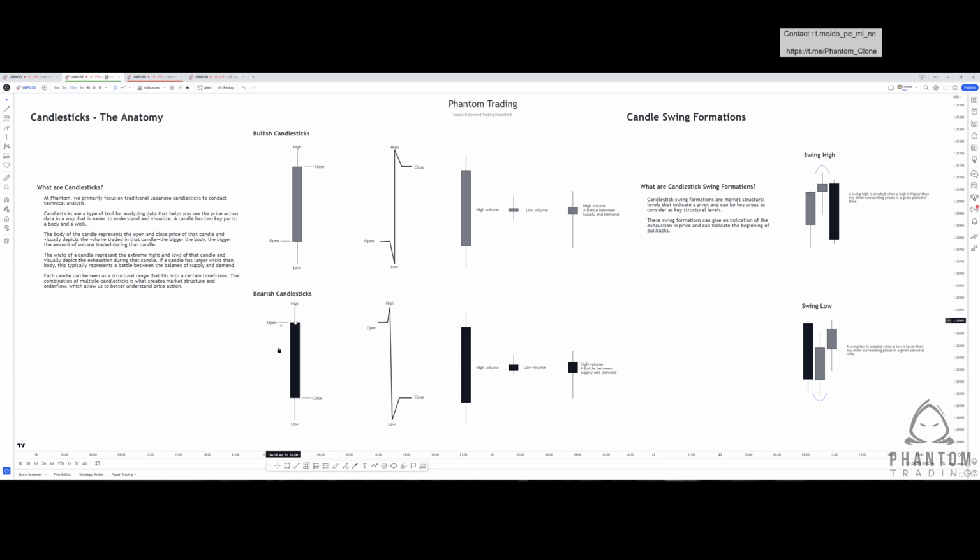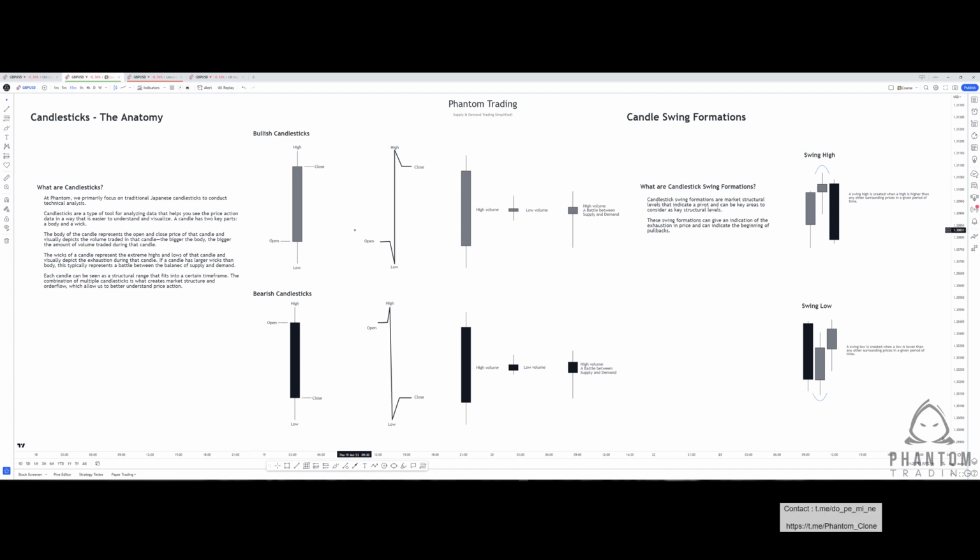And conversely, on the bearish candle, there was a lot of selling pressure as this candle continued to push down and eventually closed. Now, the way we're able to identify whether it's a bullish candle or a bearish candle is quite simple. A bullish candle's closing price is going to close above the opening price, and on a bearish candle, the closing price will always close below the opening price.